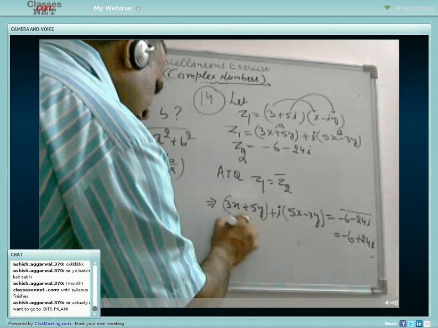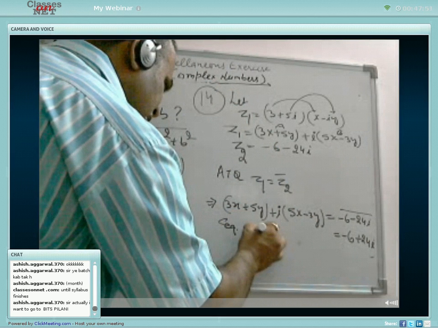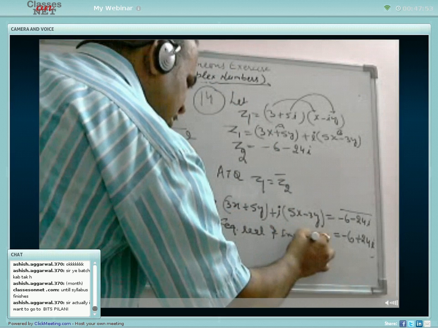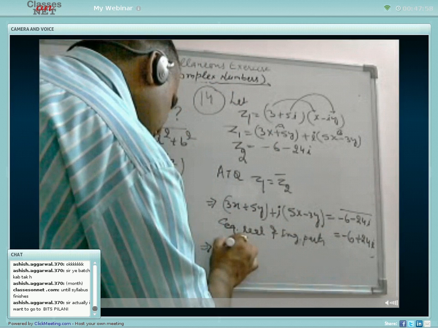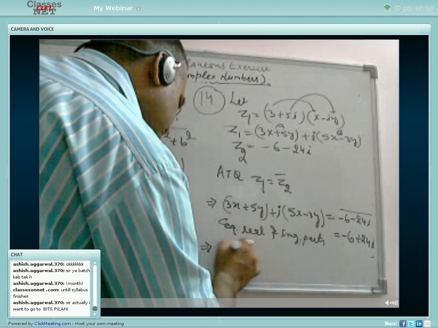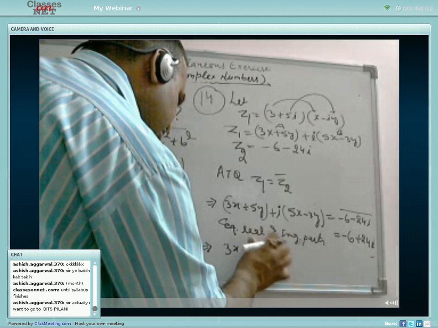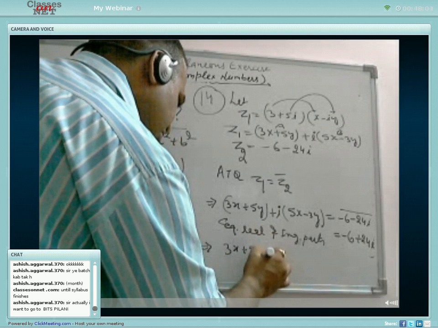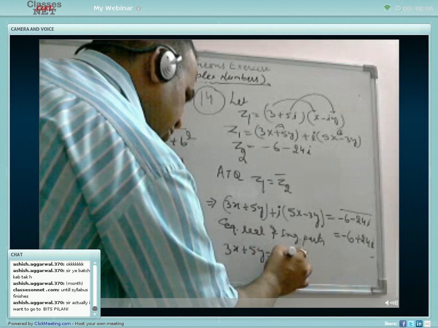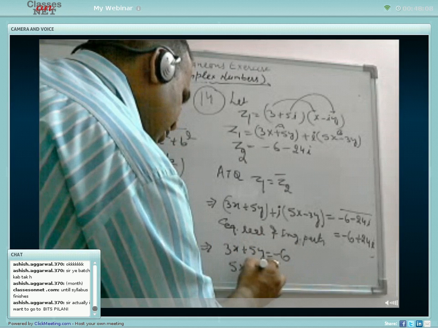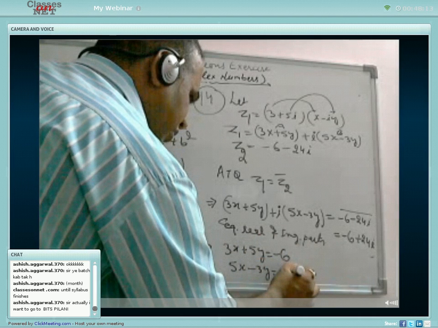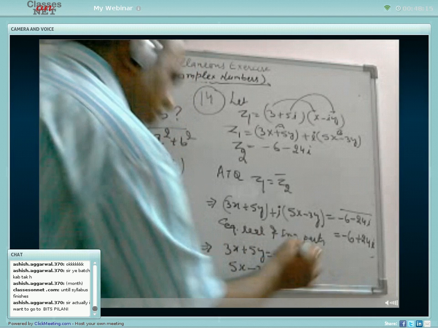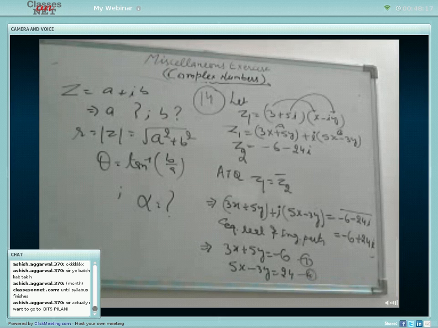So equating real and imaginary parts, this gives me 3x plus 5y is equal to minus 6 and 5x minus 3y is equal to 24. So we got two equations and two variables. We can easily solve them, find the values of x and y from there.